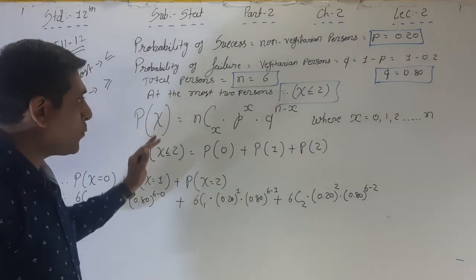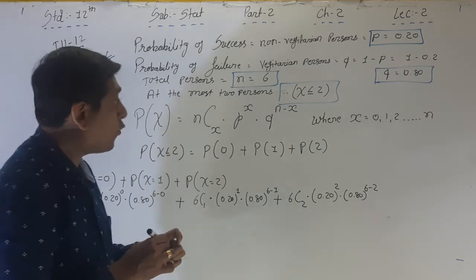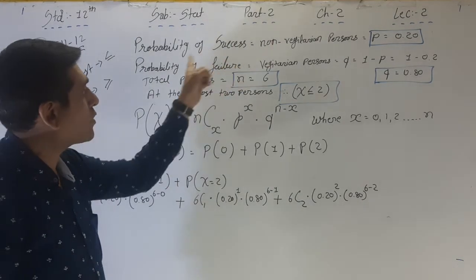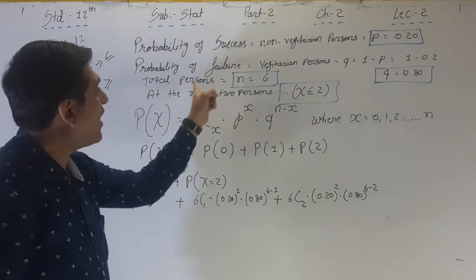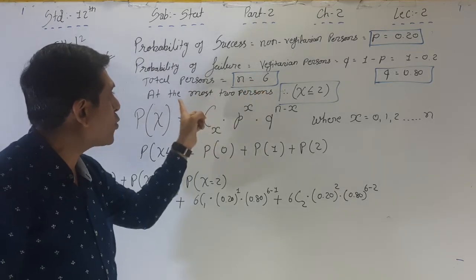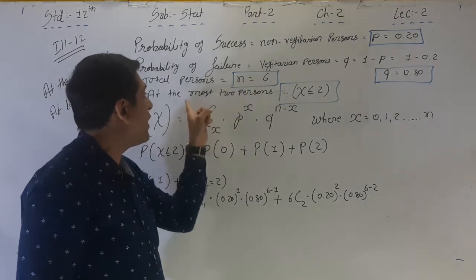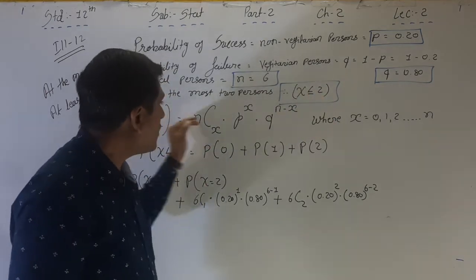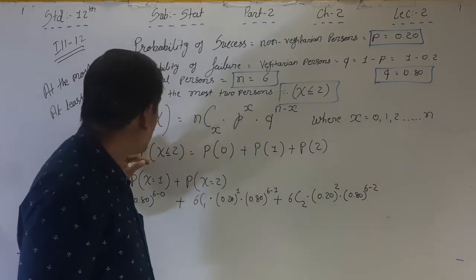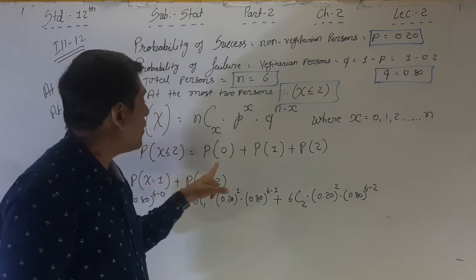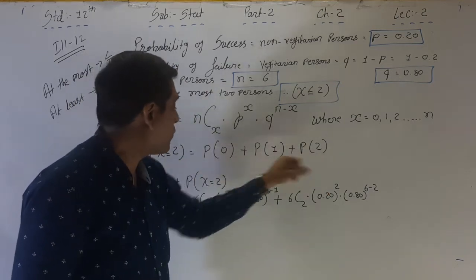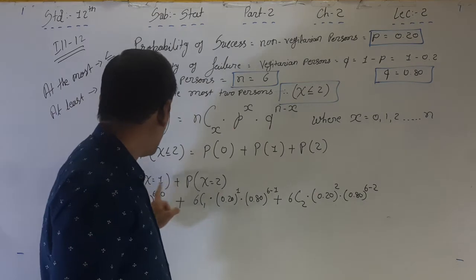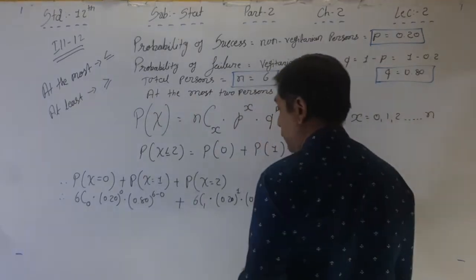So I hope you understand this. First of all, we have to write down the probability of success, then the probability of failure, then N is equal to what? Total persons 6. From that, we have to find the probability of at the most 2, that means X less than or equal to 2. Here this is the formula, but P of X less than or equal to 2 means 0 plus 1 plus 2.